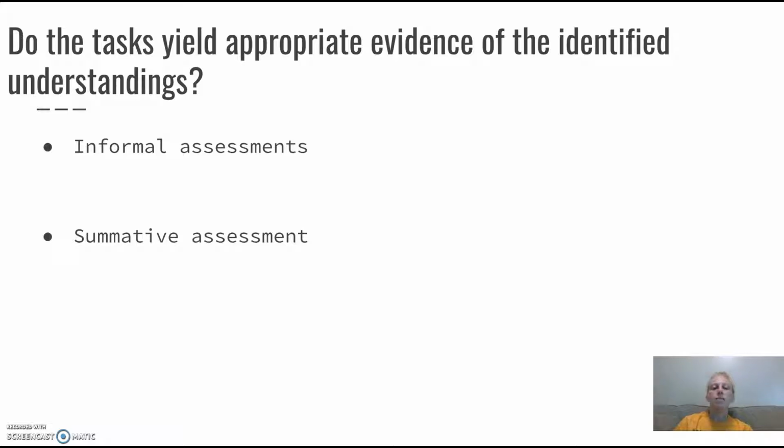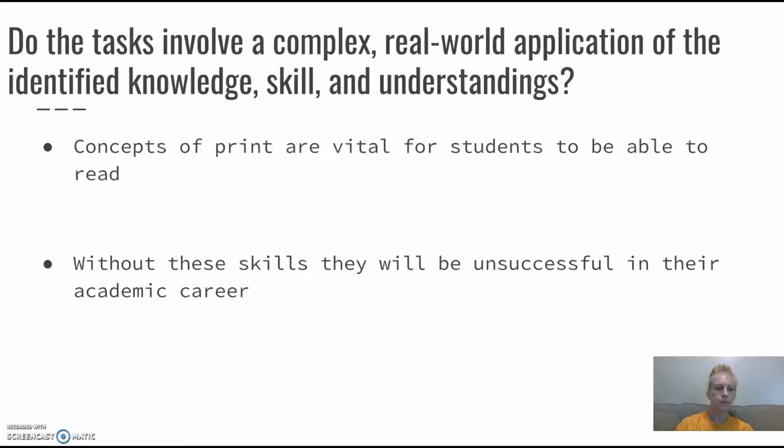Do the task yield appropriate evidence of the identified understandings? I would say yes, both in informal assessment and the summative assessment. I can see if students understand, especially during the informal assessment, during my small groups.